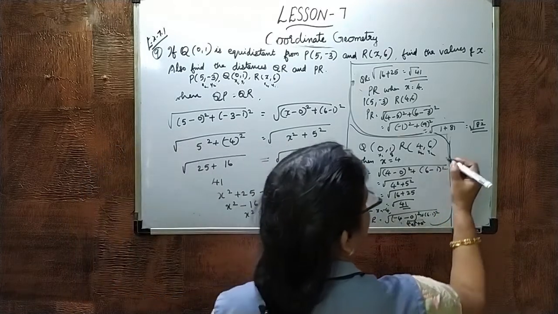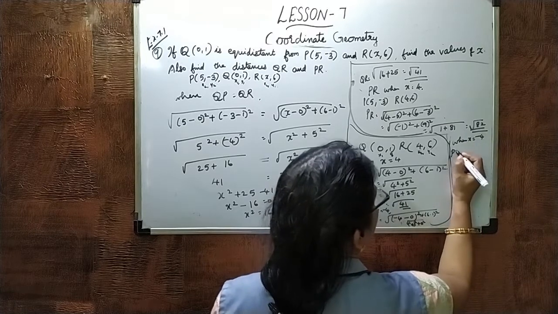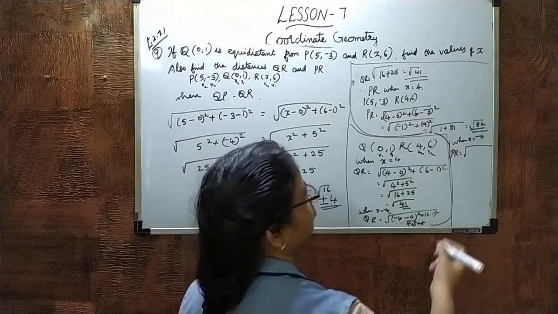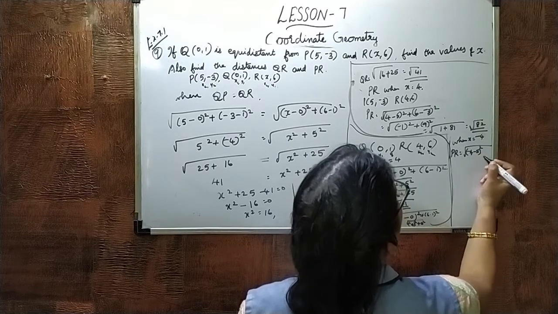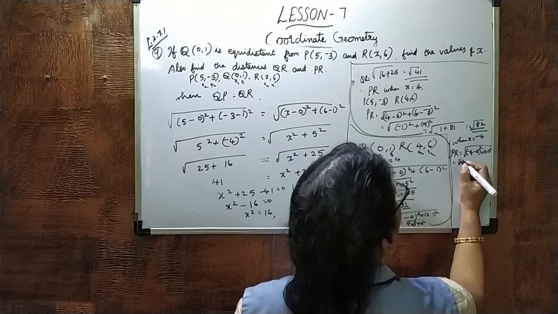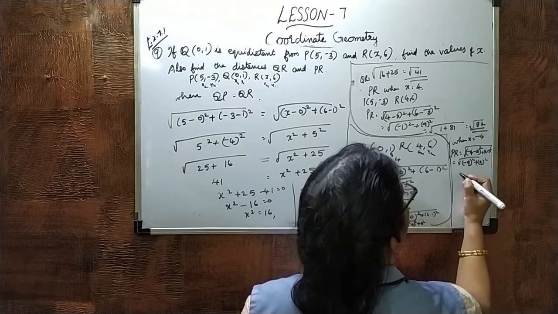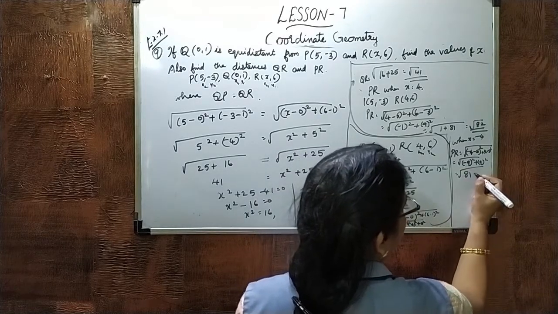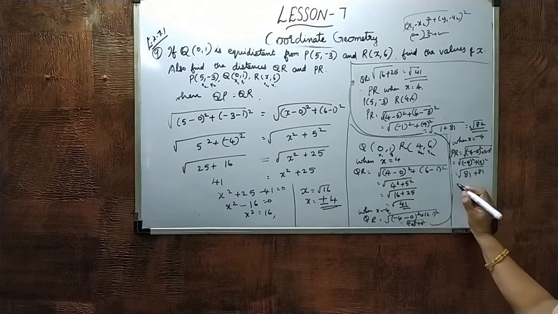Now you have to find out when x is equal to negative 4. What will be the answer for PR? It equals root of, instead of 4 you have to substitute negative 4. So (negative 4 minus 5) the whole square plus (6 minus 3) the whole square. So here it will be root of (negative 9) the whole square plus 3 the whole square. Negative 9 the whole square is 81, plus 9 you will get. Root of 81 plus 9.